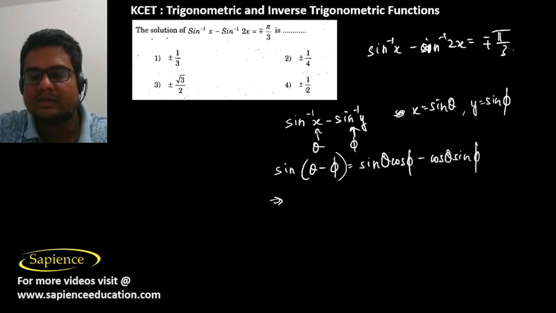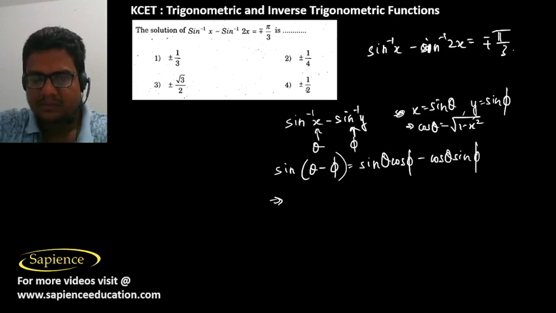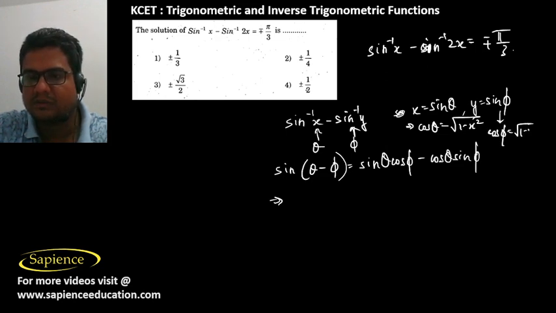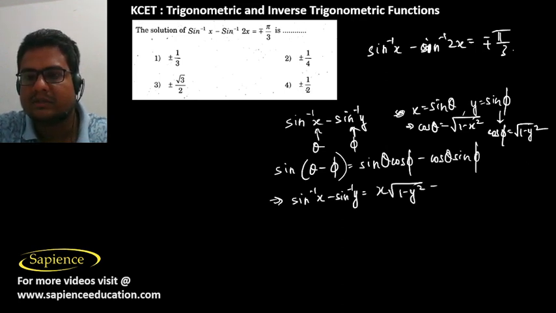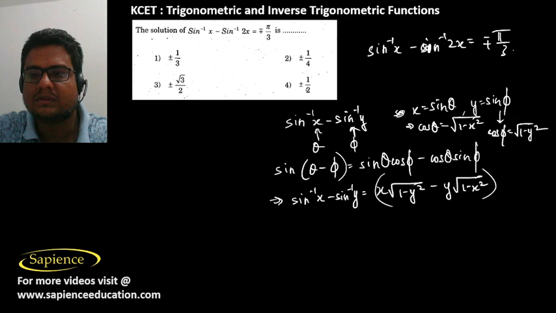So from here cos theta will be equal to the square root of 1 minus x square, and cos phi will be equal to the square root of 1 minus y square. Therefore theta minus phi, which is sine inverse x minus sine inverse y, can be written as sine inverse of x into the square root of 1 minus y square minus y into the square root of 1 minus x square.